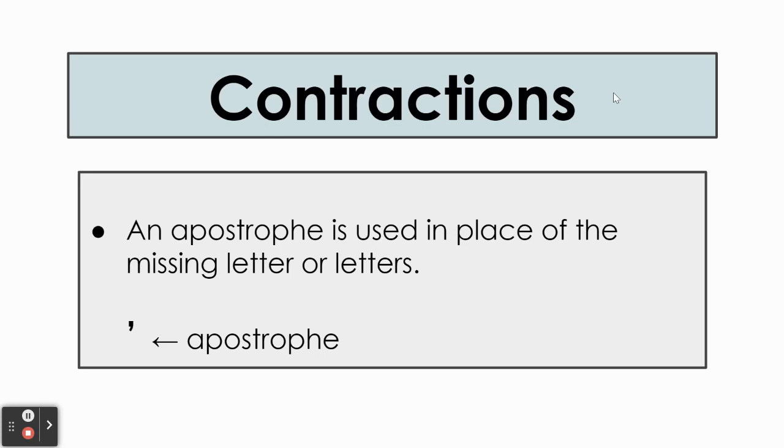You can see there the arrow is pointing to an example of what an apostrophe looks like. Some people say it looks like a comma, but this is a comma that floats in the air rather than resting on the line like a comma. It is called an apostrophe.